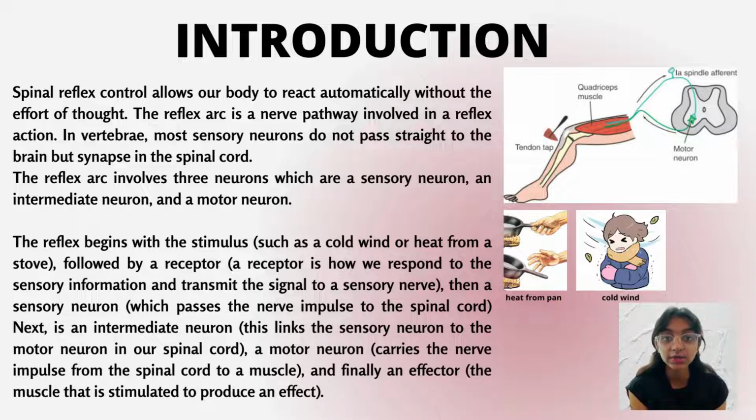The reflex begins with a stimulus such as cold wind or heat from a stove, followed by a receptor. A receptor is how we respond to the sensory information and transmit the signal to a sensory nerve. Then a sensory neuron passes the nerve impulse to the spinal cord. The next is an intermediate neuron. This links the sensory neuron to the motor neuron in our spinal cord. A motor neuron carries the nerve impulse from the spinal cord to a muscle, and finally an effector, the muscle that is stimulated to produce an effect.